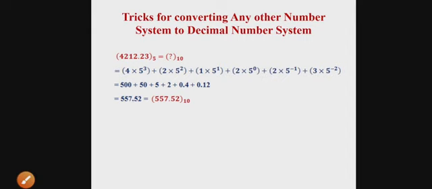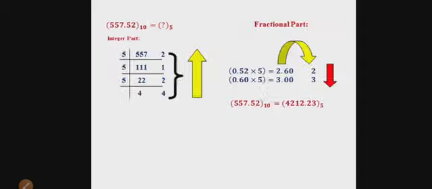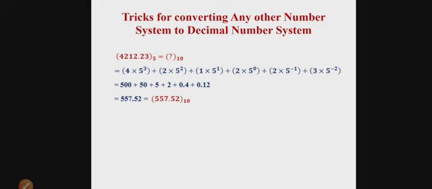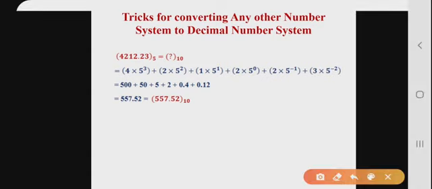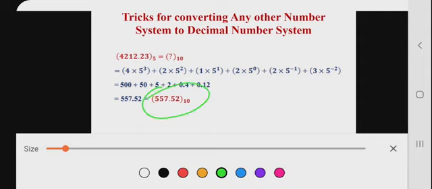Tricks for converting any other number system to the decimal number system. The process is to multiply. Let's say you want to convert 4212.23, which has base 5, into the decimal number system. You just need to multiply the weight of 5 with its corresponding digit. So you need to multiply the positive powers of 5 with the integer part, that is 4212, and negative powers of 5 with the fractional part, that is 0.23. So in this way you can directly convert the given number into a decimal number.